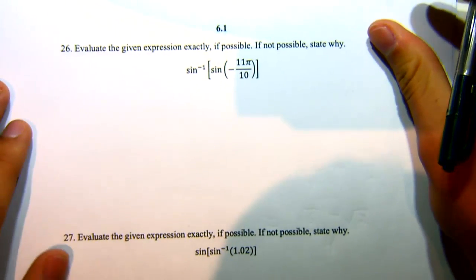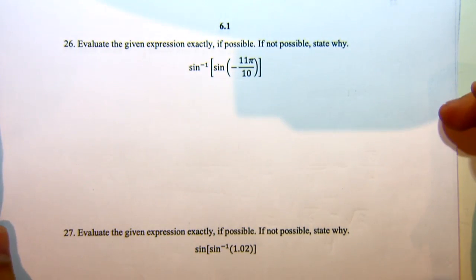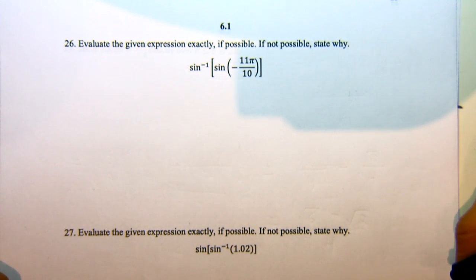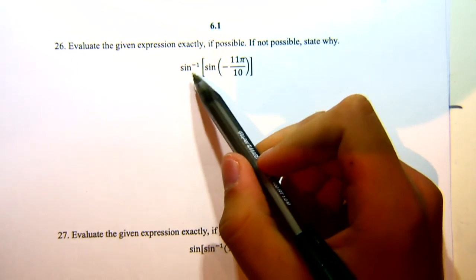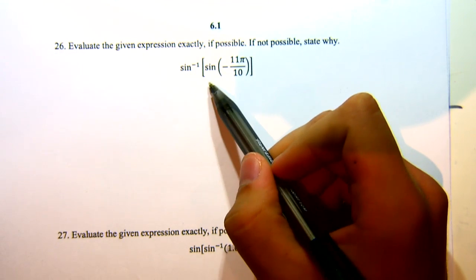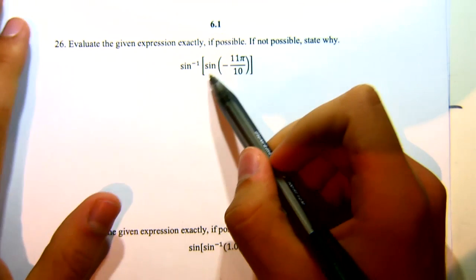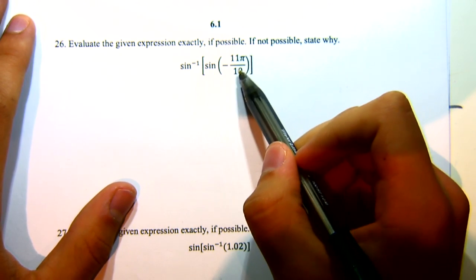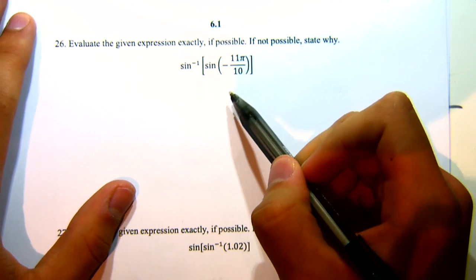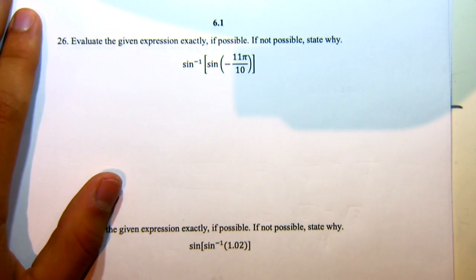All right. So evaluate the expression exactly if possible. If not possible, then state why. So in this problem, we have an inverse sine and then just a regular sine function here, and this is the sine of negative 11 pi over 10. You can see it? Yeah. Okay.